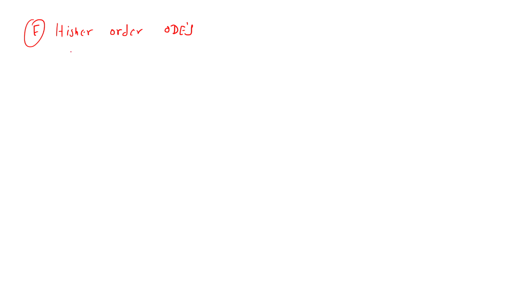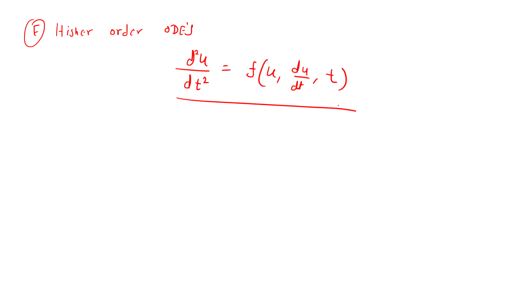Okay, so in this video, we will talk about how to solve higher order ODEs. A higher order ODE means, suppose we have d²u over dt² as a function of u, du over dt, comma t. Since the order of this equation is 2, this is called a higher order ODE. If the order is greater than 1, then we will call it a higher order ODE.